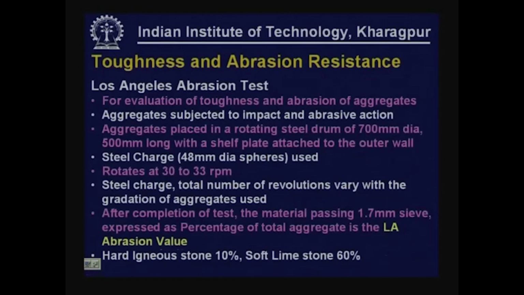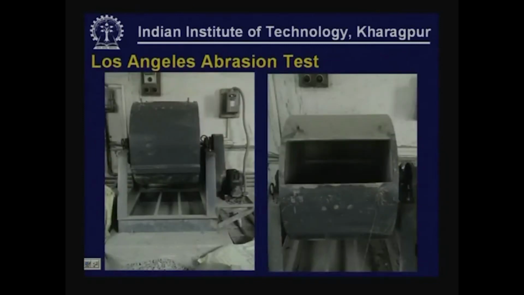There are going to be some fines formed because of the abrasion. The material passing 1.7 millimeter sieve, expressed as the percentage of the total aggregates that we have taken, is the Los Angeles abrasion value. Very hard igneous rocks will have about 10% LA value, whereas soft stone such as limestone can have almost 60% Los Angeles abrasion value. The photograph here shows two different views of the Los Angeles abrasion test.